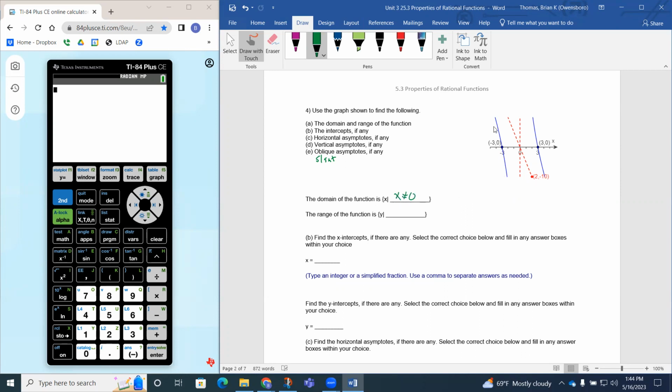The range, if you look at it from a lower bound to upper bound, the graph is continuous from lower to upper. So there aren't any range restrictions. So the range is going to be all real numbers.